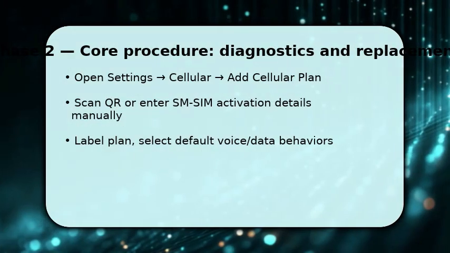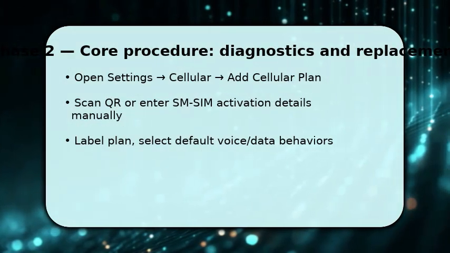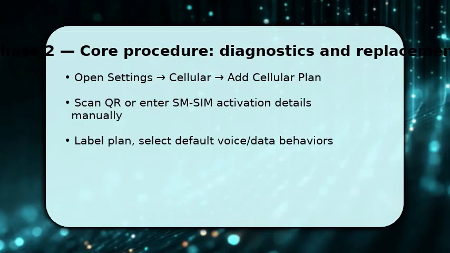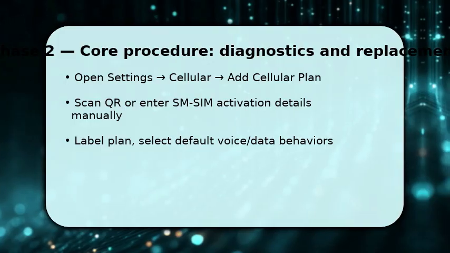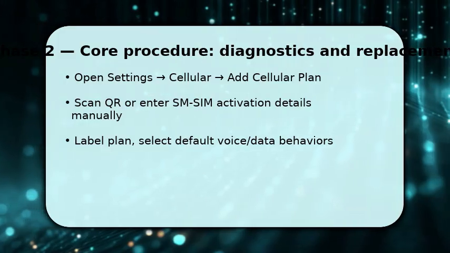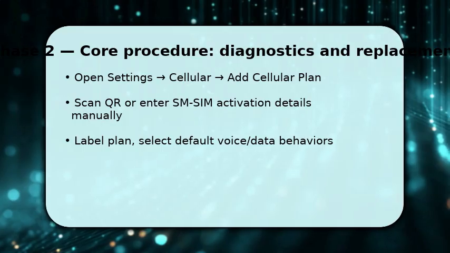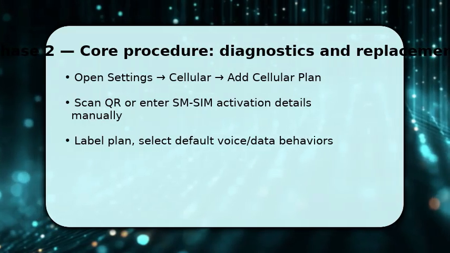You'll now add the eSIM. Tap Add Cellular Plan and point the camera at the carrier QR code, or choose Enter Details manually to type the activation code. After the iPad fetches the plan, follow on-screen prompts to accept terms. This provisions the carrier profile securely.